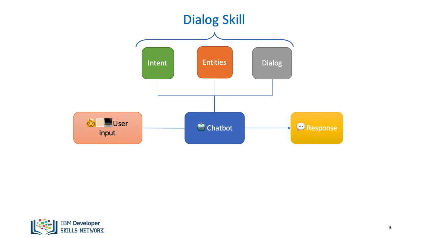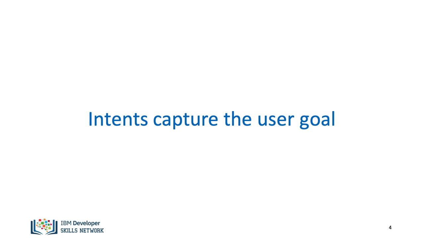When you create a chatbot in Watson Assistant, the first thing you do is create a dialogue skill, which will contain these three components. Intents are the most important component because they try to determine what the user wants. What are they asking for?